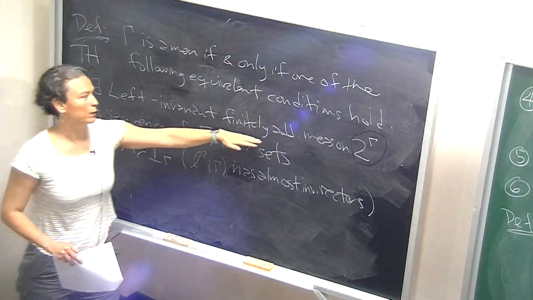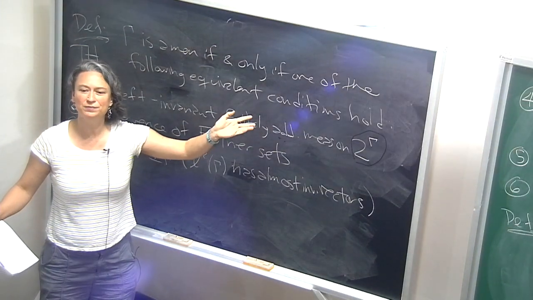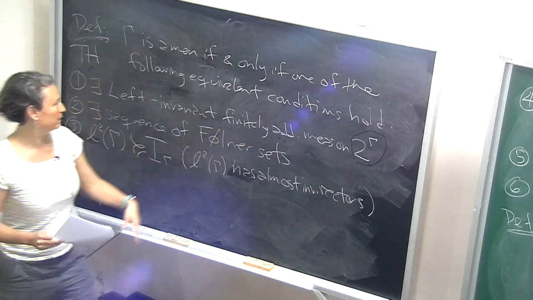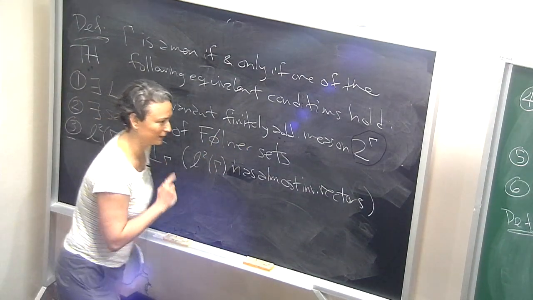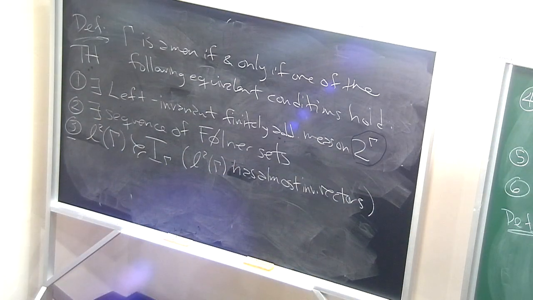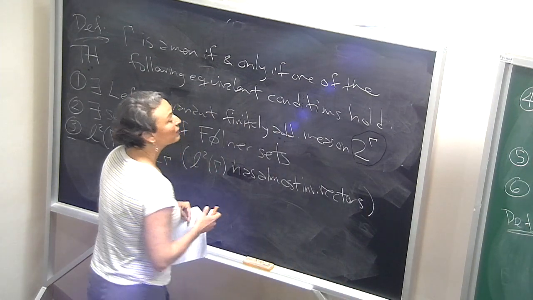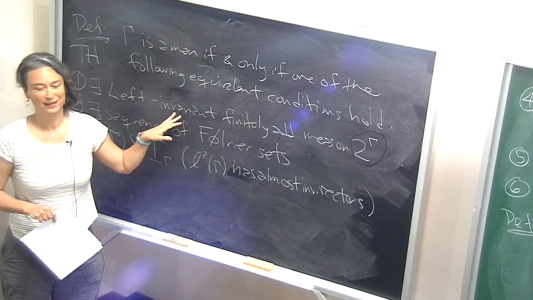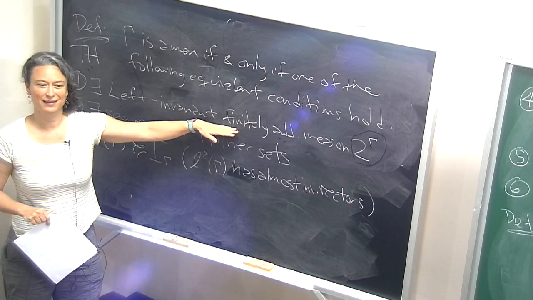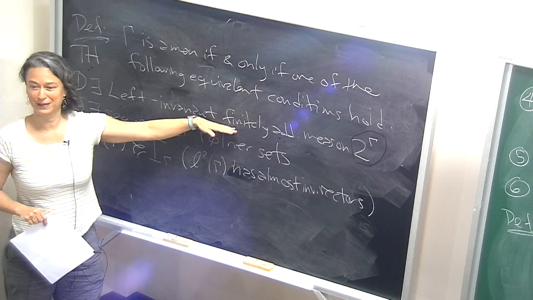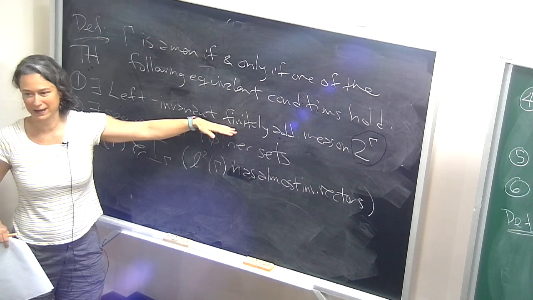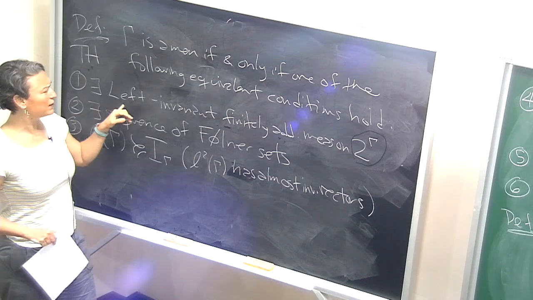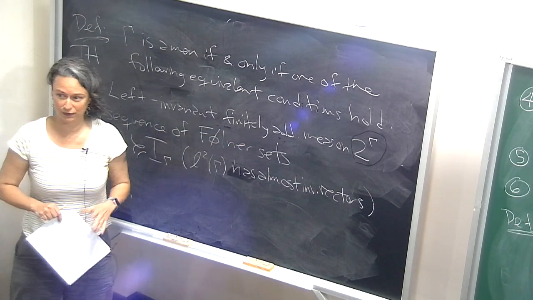And what do I know about a measure in general? Oh, I didn't say it was a probability measure. That's very important. Okay. Counting measure is a left invariant measure. So I hope you were already thinking this was either wrong or I'm going to be talking about all groups. Okay. So there is a left invariant finitely additive measure on 2 to the gamma.